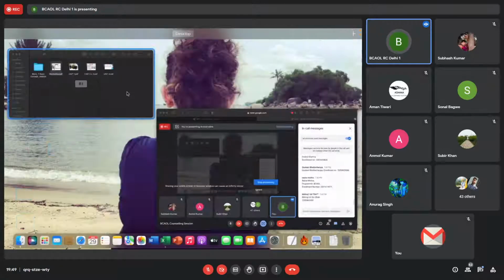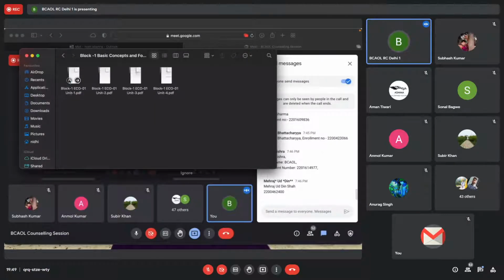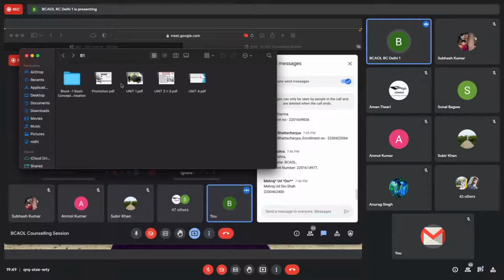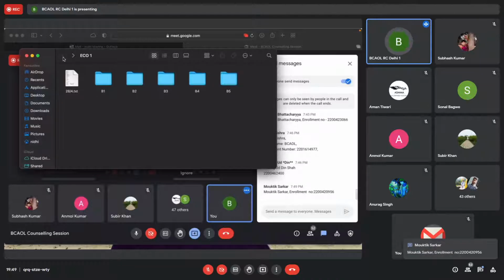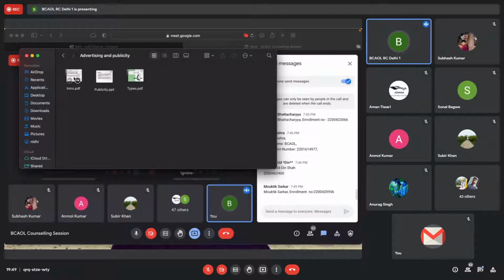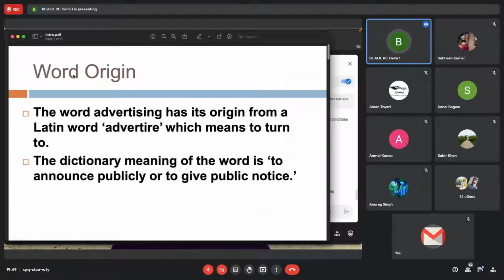Okay, guys. So this first block is completed, and it was basically talking about the very basics of business. Now we will be continuing with trade and auxiliaries to trade. Okay, and we are going to start with advertising. This is the third block that we are going to start.